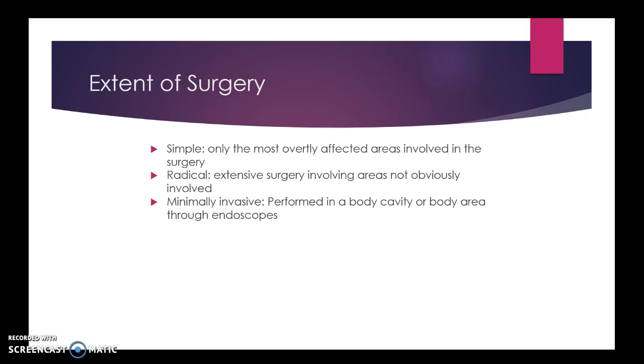The extent of surgery can be simple, right on the area that you're talking about. It can be radical, taking out lots of tissue that's not obviously involved. However, you do that to try and prevent spread. So if you're thinking about tumors with metastasis, you might have a radical surgery to try and prevent it spreading out. You can have minimally invasive, and this is usually when we're talking about endoscopy and using scopes into these spaces.